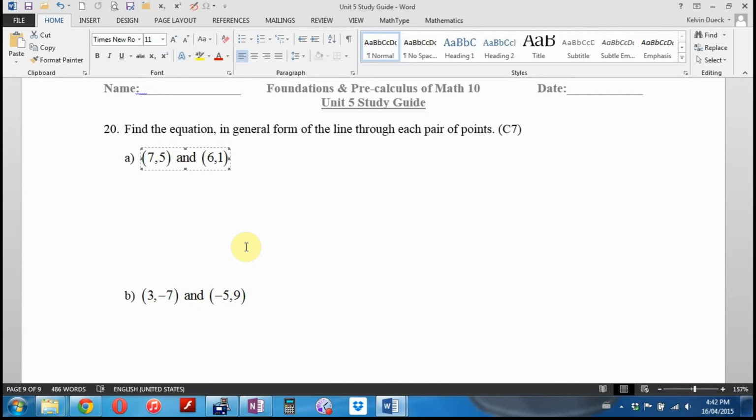Which one would you use? Whichever has the easier numbers, to be honest. Here there's not much of a difference, but if there was one that had like 2s and 3s, I'd probably use that one because I'm better at that, as opposed to 11s and 19s. Okay.